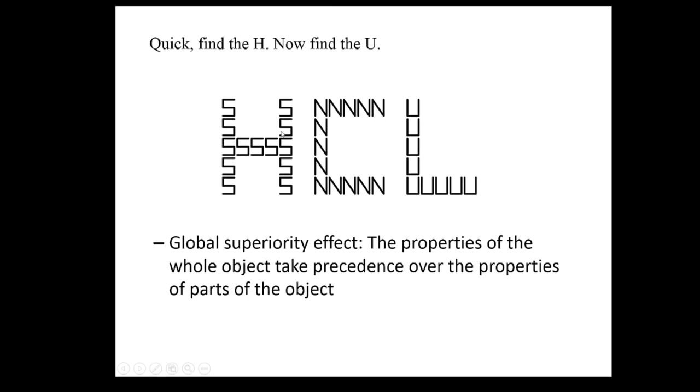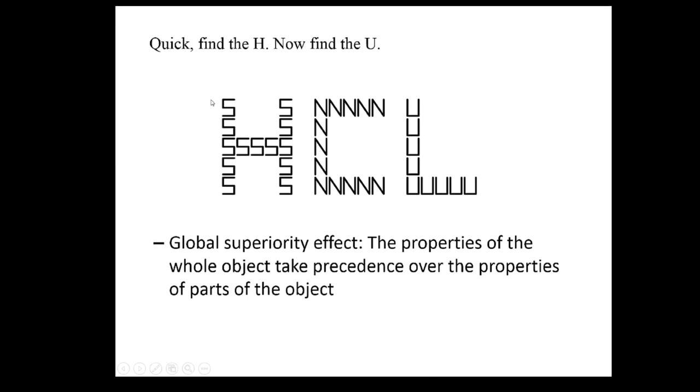So this is a nice example of a shape or a figure that has both global and local features that can be interpreted independently. The global is the overall letter. The local are the individual letters that make up the global shape. And there is this effect called the global superiority effect, where the properties of the whole object take precedence over the properties of parts of the object.